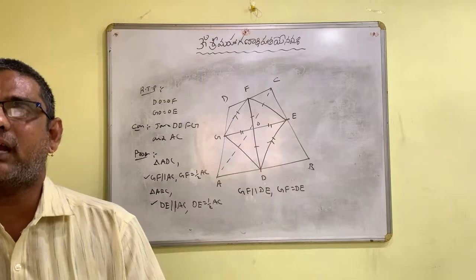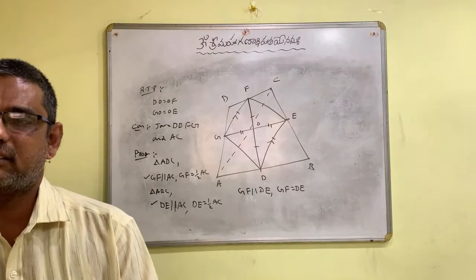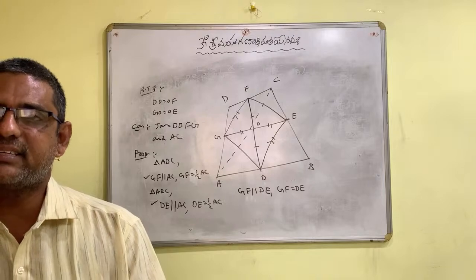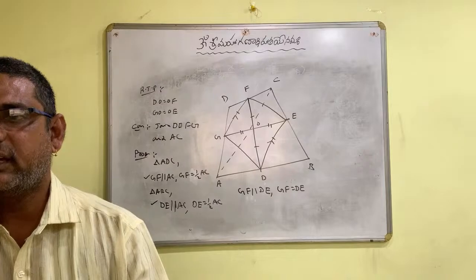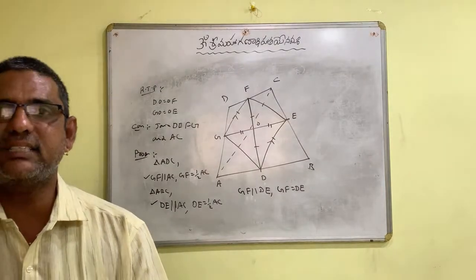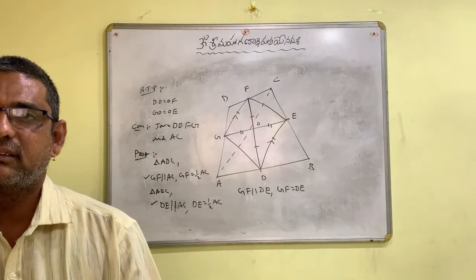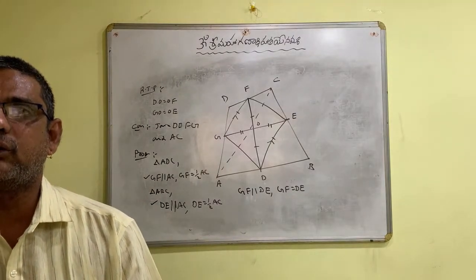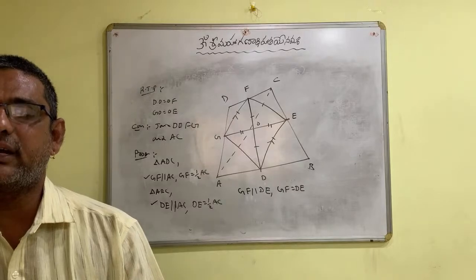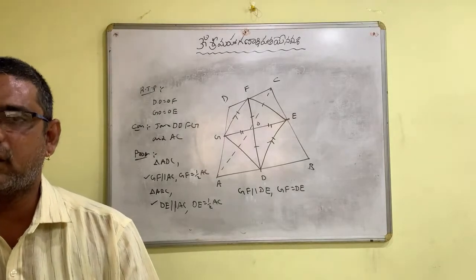So in a parallelogram, diagonals bisect each other. Is that right? In a parallelogram, diagonals bisect each other. So GE and FD bisect each other. So GO is equal to OE and DO is equal to OF. That's all. Over.